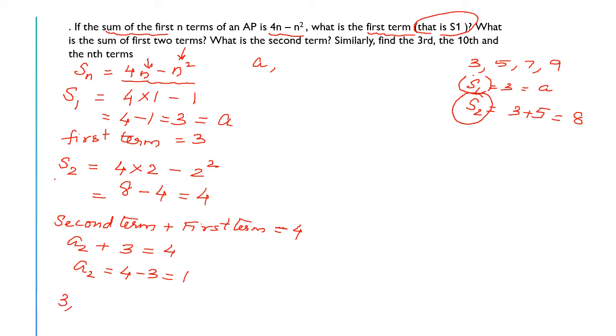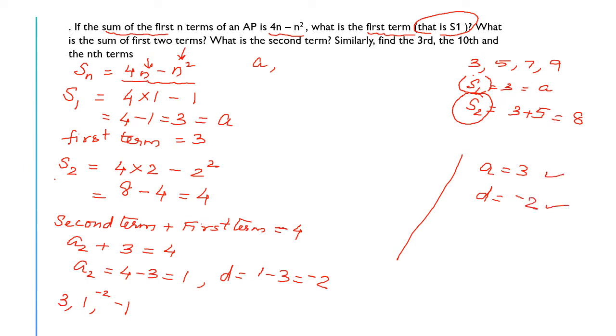First term is 3. Second term is 1. Then what is common difference? 1 minus 3, that is equal to minus 2. Common difference is minus 2. What will be the third term then? 1 plus minus 2, minus 1. Now you got all the values here. What is the first term? First term is 3. Common difference is minus 2. You got the first term and you got the common difference.